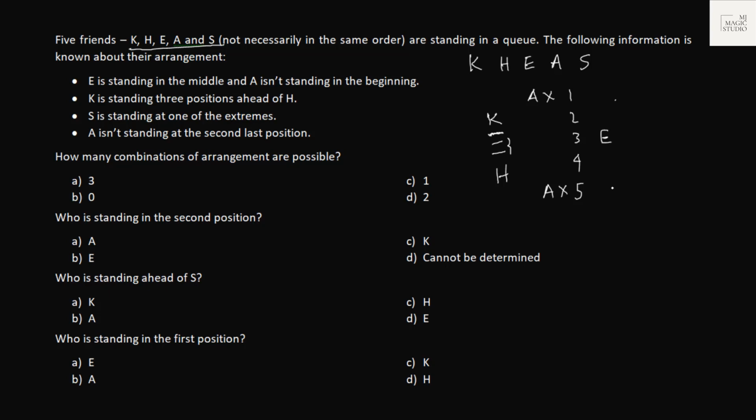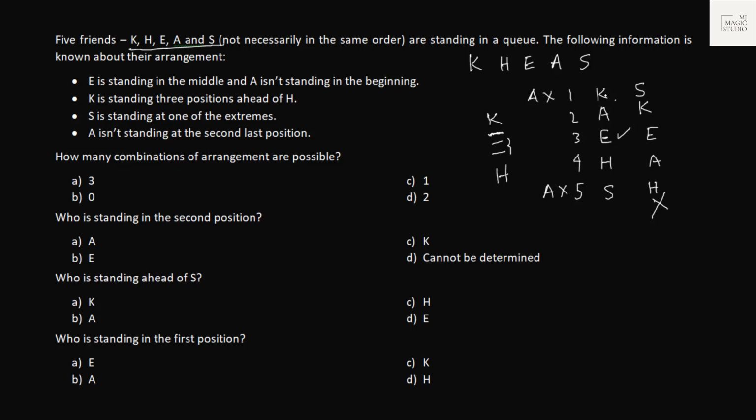S is standing at one of the extremes. If S is standing here, then H, 1, 2, we can have K, or we can have H here, 1, 2, K at this position, S here. Let us fit the remaining. A is not standing at the second last position. If I put A here, this is not a possible combination. A should be at this position.